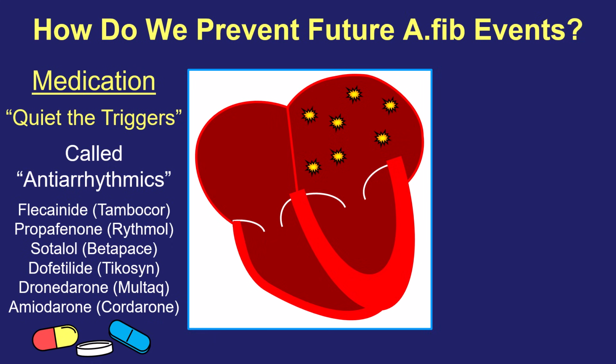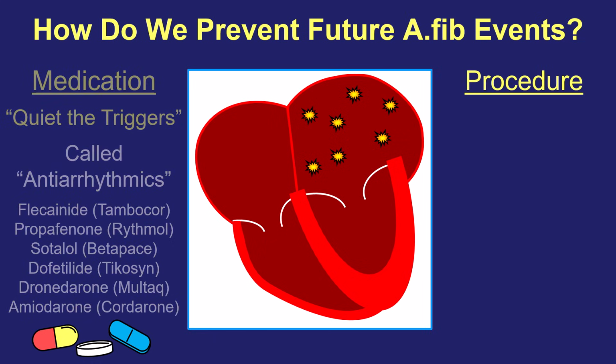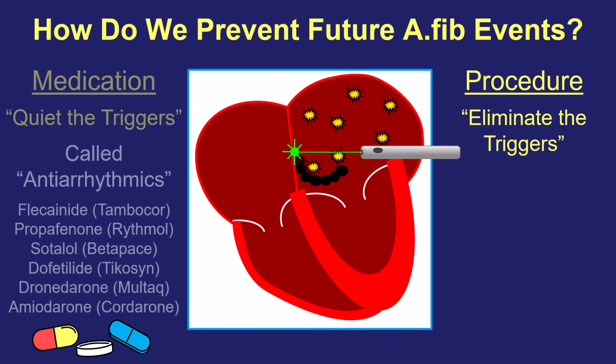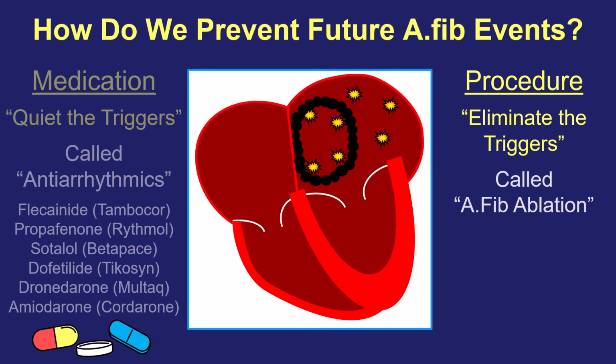The other method of preventing A.Fib events from happening is a procedure option. And here we don't aim to quiet the triggers, but instead we try to permanently eliminate the triggers. And so we again take advantage of our anatomy knowledge, and we know where these trigger spots tend to live. And we can do a procedure where we go up inside the heart and we do a procedure to try to eliminate permanently these trigger spots from being able to cause A.Fib from happening. We call this an A.Fib ablation procedure. Ablation means to permanently damage heart muscle.